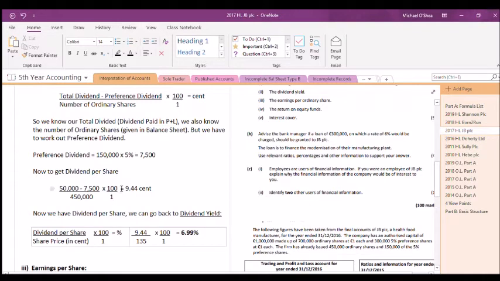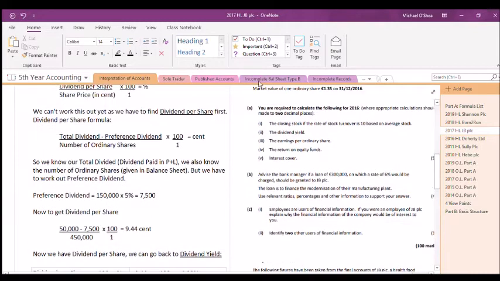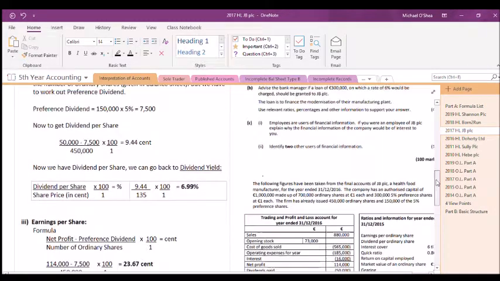9.44 is my dividend per share. Share price we were given as 135 cent. Multiplied by 100 over 1 in 2 decimal places is 6.99 cent. Again, 2 decimal places because they told us to do so. Don't always assume that it'll always be 2. Some year they might change it to 1 or to 3.